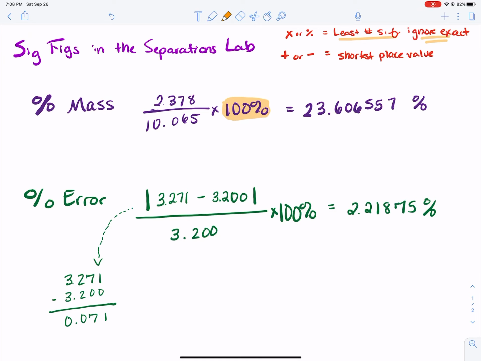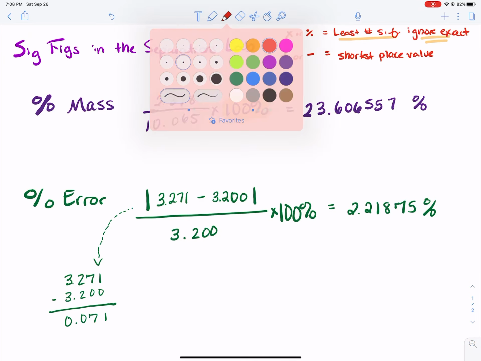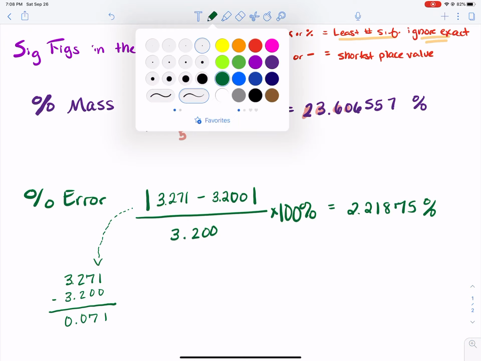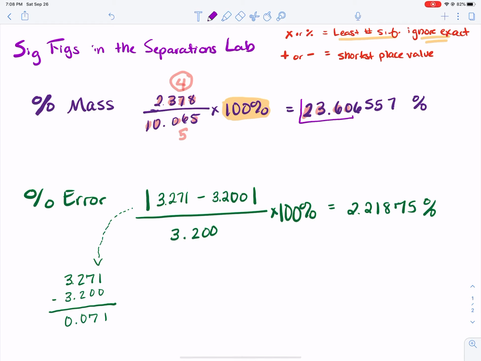Let's go ahead and do the first calculation. So percent mass, you'll notice that this has 1, 2, 3, 4 sig figs on top, 1, 2, 3, 4, 5 sig figs on bottom. We go with whatever is the least, 4. We just make sure our answer has that, 1, 2, 3, 4. So what we need for our answer is this, except that this last number, just one out, don't go over to here. Just the one over will tell us that we need a round. So the answer to this is 23.61%.